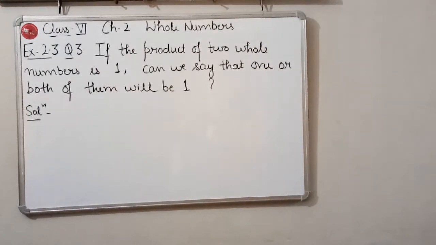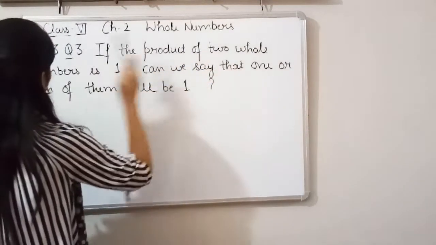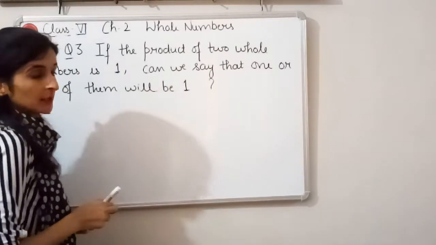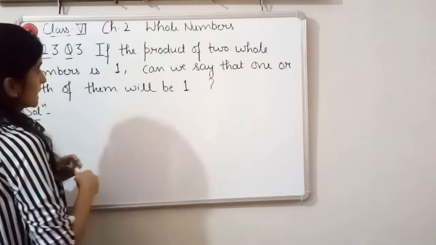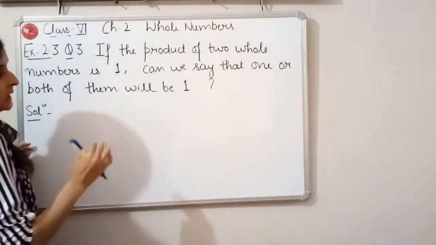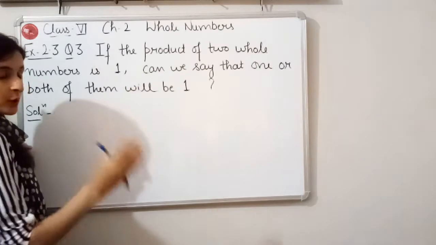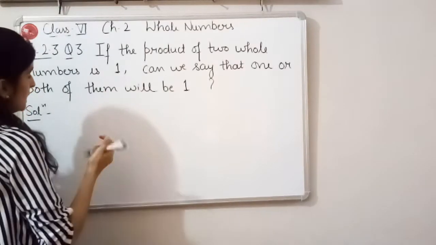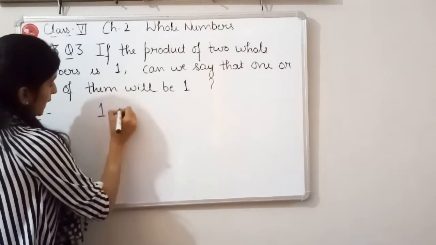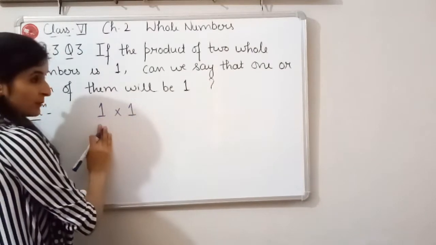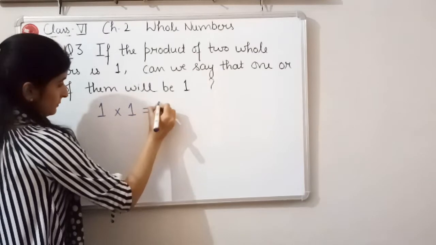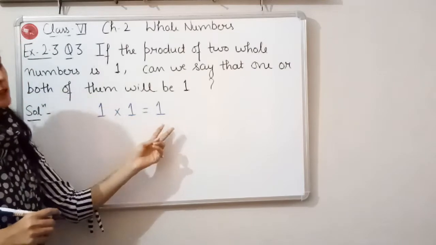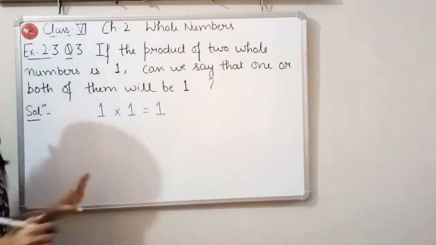Now our third question is, if the product of two whole numbers is 1, can we say that one or both of them will be equal to 1? Here we have to check that if we are given two whole numbers, their product is 1. If their product is 1, then can we say that one or both of them will be equal to 1? See, if we are taking 1 multiplied by 1, the answer will be 1. So it means we are getting the answer 1 when both the whole numbers are 1.